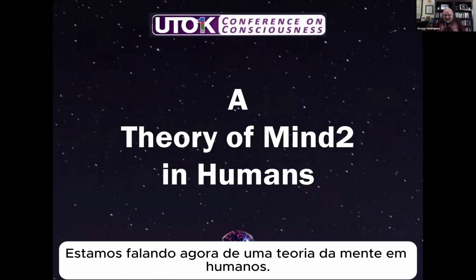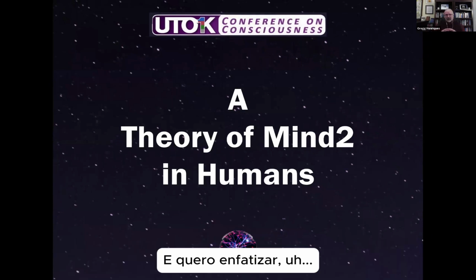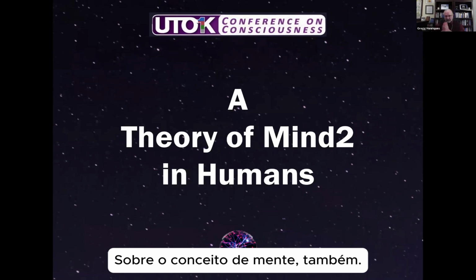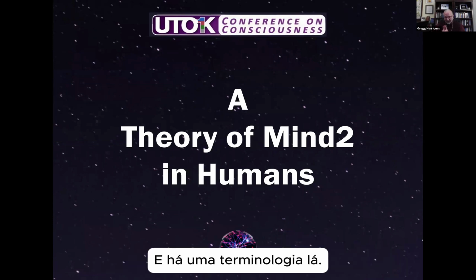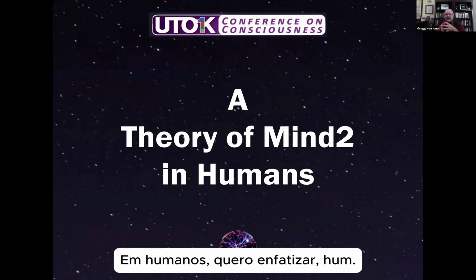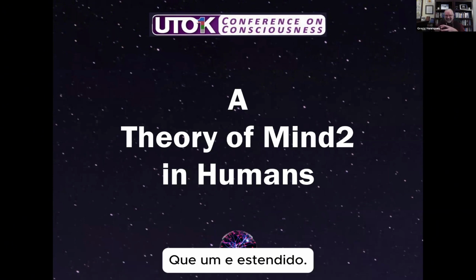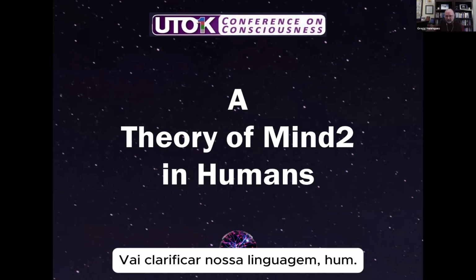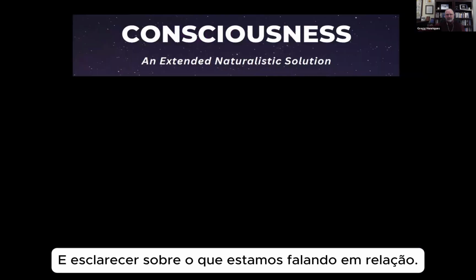So we're talking now of a theory of mind 2 in humans, and I definitely want to emphasize that we are focused in this talk on the concept of mind 2, and there's a terminology there that I want to be emphasizing in humans. My hope is that one of the things extended naturalism is going to attempt to do is clarify our language, and clarify what we're talking about in relation.